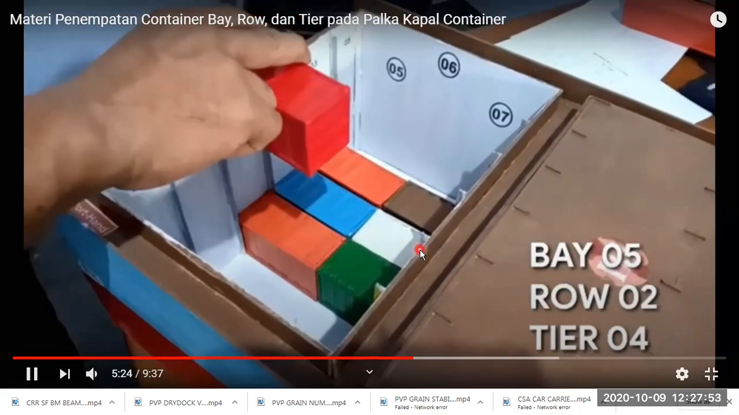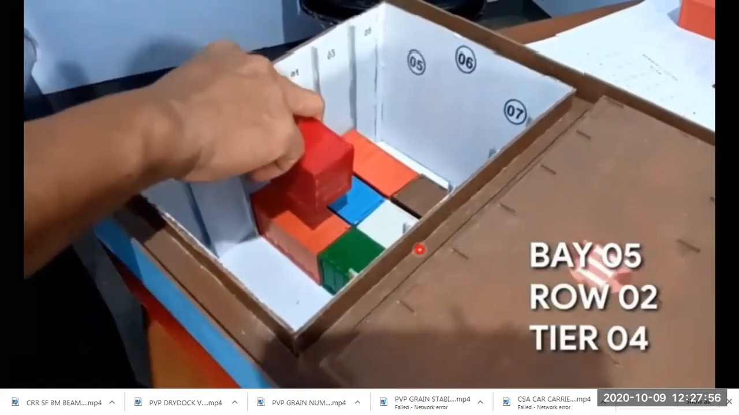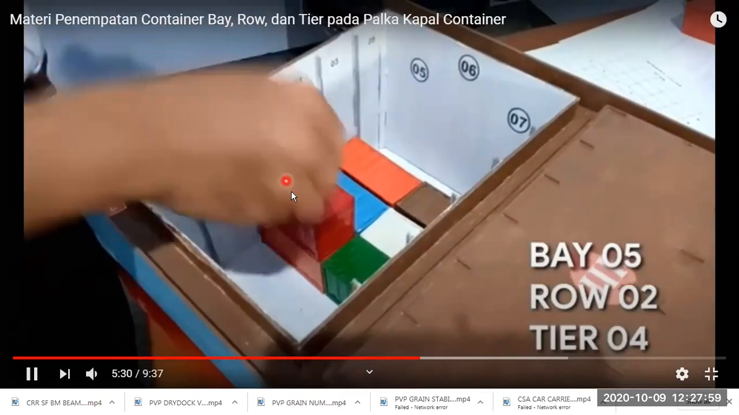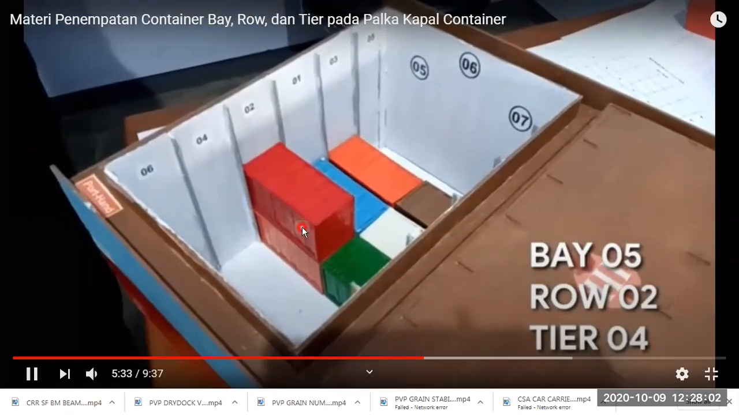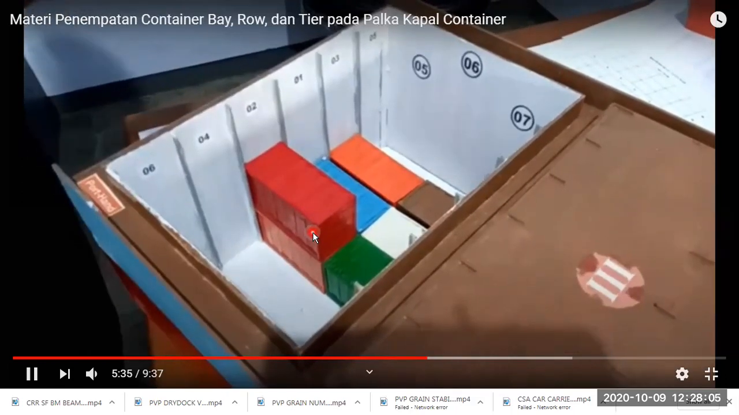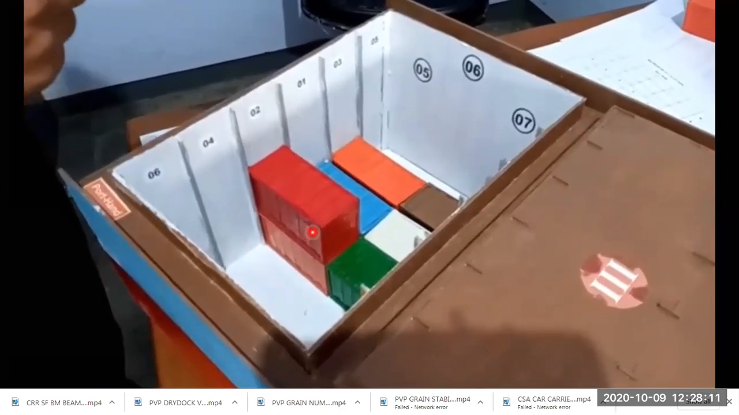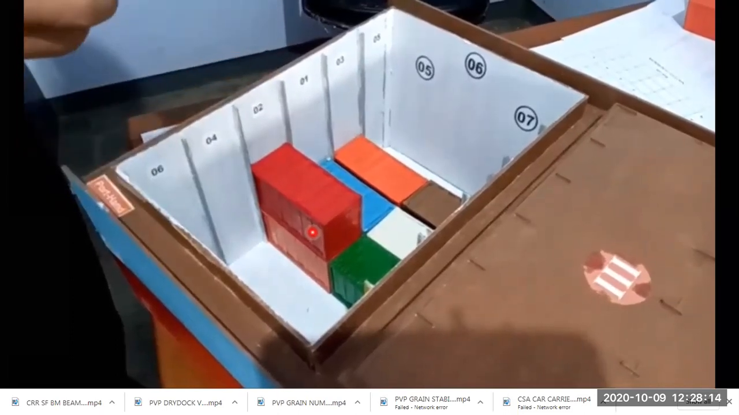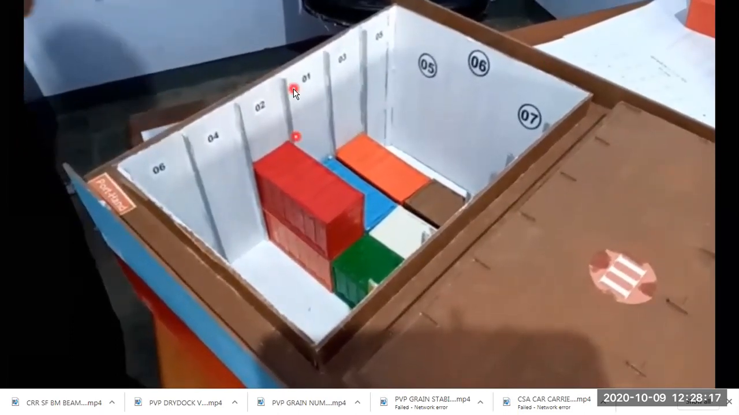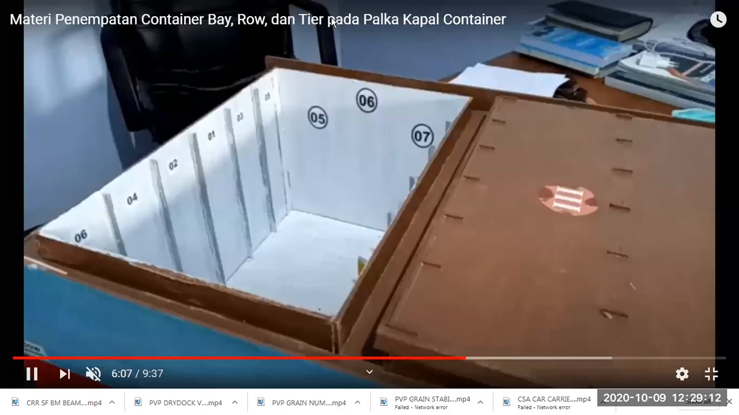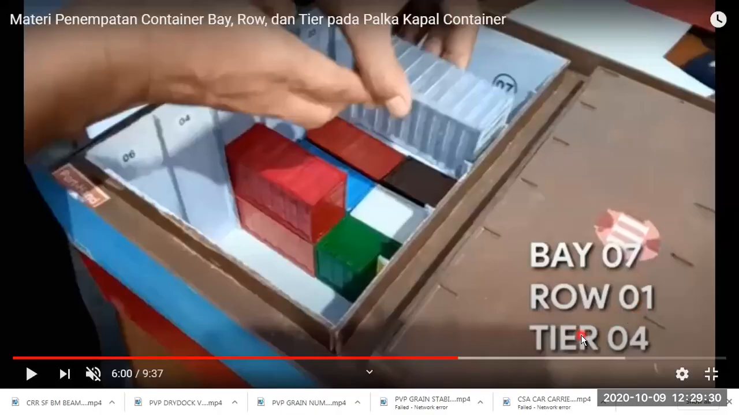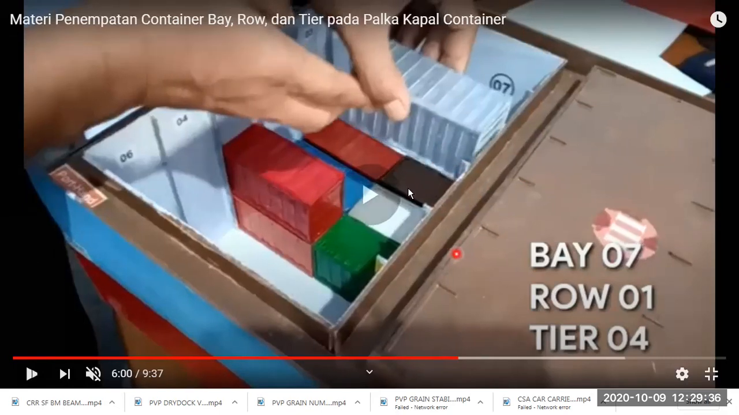bay 05, row 02, tier 04. Tier 04 means the second height container. So bay 05, row 02, and tier 04. In actual application, on every container, at the corners, there are corner fittings, where twist locks are provided to lock the container. Inside the hold they are also locked. Then the next one is bay 07, row 01, tier 04. So bay 07, row 01, and tier 04, the second tier.